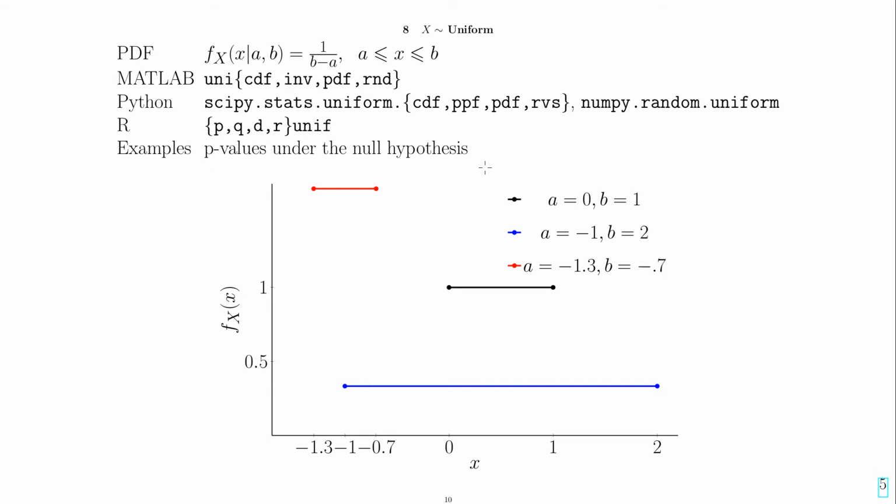Again, uniforms show up, especially for the distribution of p-values under the null hypothesis, which is why people worry when you get a little bump over here at p less than 0.05, and the fact that they're not uniformly distributed when people are accepting null hypotheses, i.e. publishing papers.